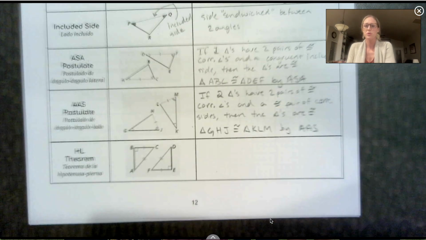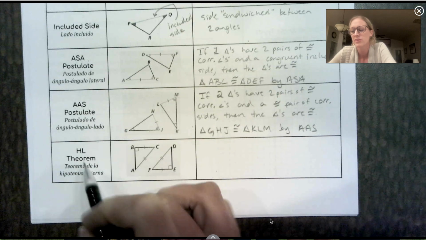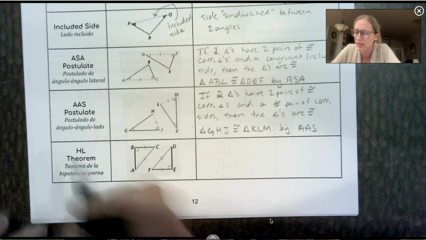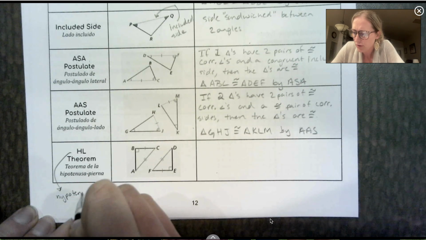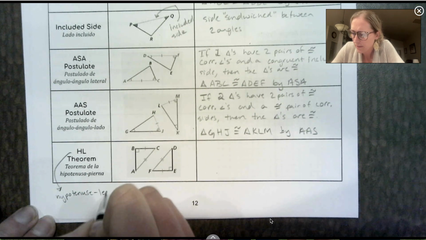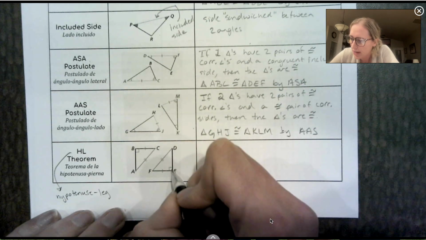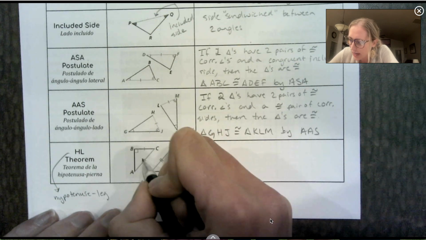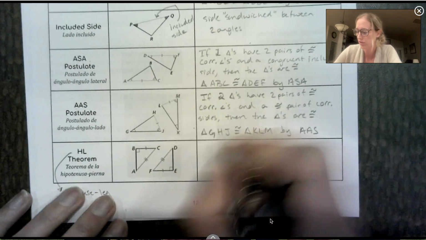All right, the last one. So all of the other ones are composed of A's and S's, angles and sides. This last one is hypotenuse-leg, that's what that stands for. Hypotenuse-leg theorem. So this one only works for right triangles, but if I have a right triangle and I have a congruent hypotenuse and one congruent leg, that's enough to say the triangles are congruent.